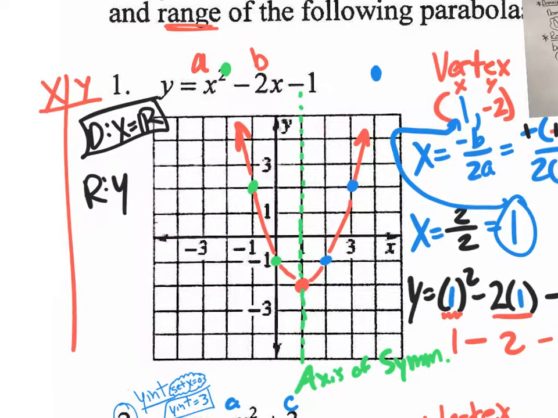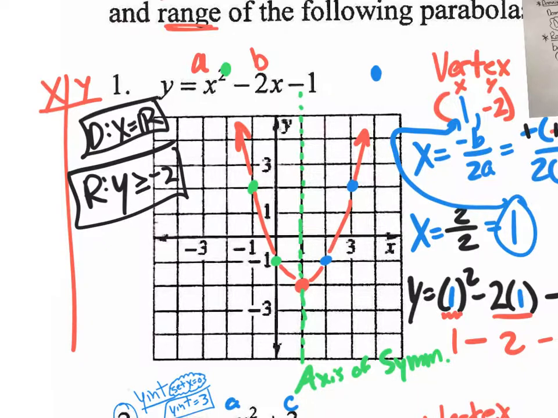So what's the vertex y value right here? How low does this parabola go? It goes from 5, 4, 3, 2, 1, 0, -1, -2, and then it goes back up. So it goes all the way down to -2, but then it goes back up. So this whole thing, the range has to be, your y's have to be greater than or equal to -2. Everybody please write that down. Y is greater than or equal to -2.